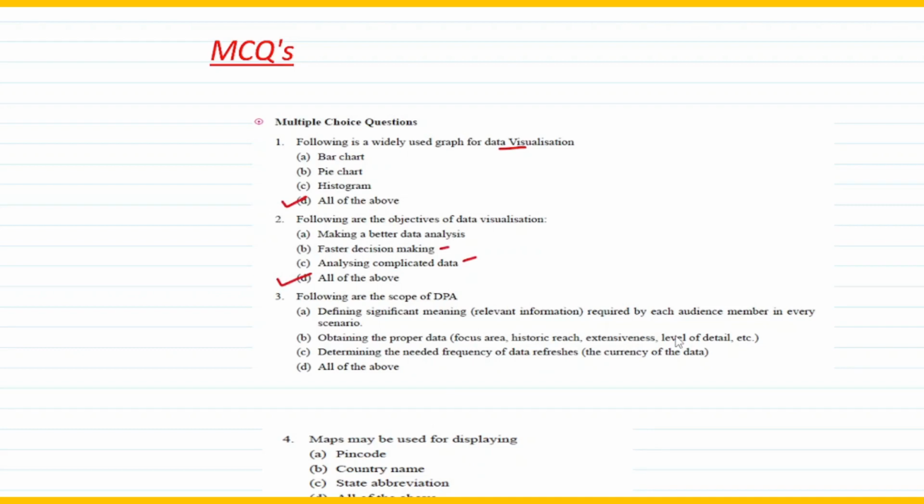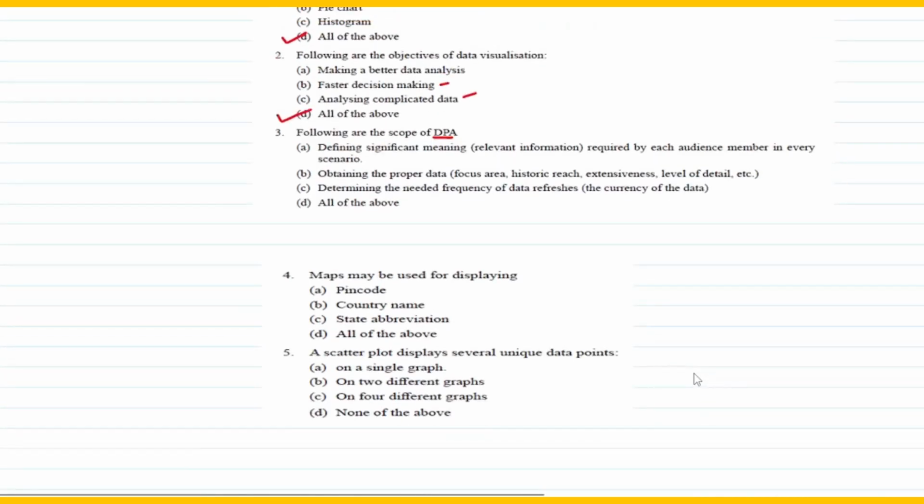Okay, next one is following are the scope of DPA. Right, DPA, we have done this before, 10.3 if you remember, right? Data planning architecture. So what it is all about? Defining significant relevant information required by each audience member in every scenario. Yes. Obtaining the proper data, focus area, historic reach, extensiveness, level of detail, etc. Yes. Determining the needed frequency of data refreshes, the currency of data. All of the above. We have done the functions of this or the scope of DPA in the previous chapter. If you have not seen that video, please do check it. I've covered all the points. Hence the correct answer should be DPA.